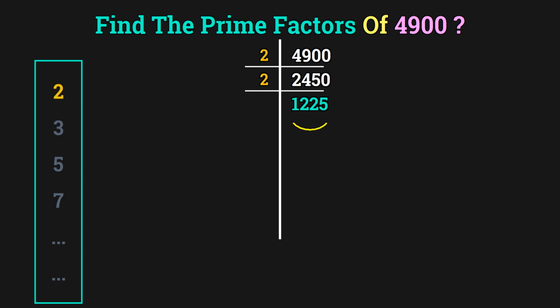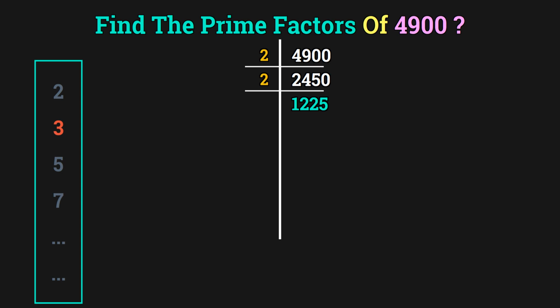Dividing 1225 by 2, the result is not integer. Since the result is not integer, so we will try to divide by the next number. Dividing 1225 by 3, the result is not integer. Since the result is not integer, so we will try to divide by the next number.